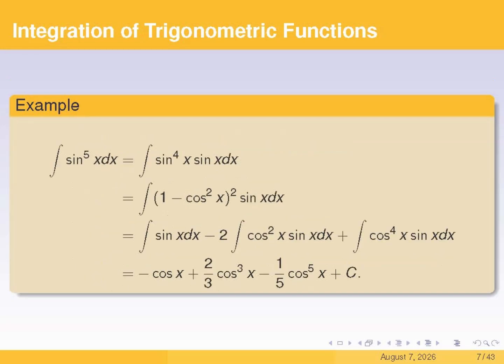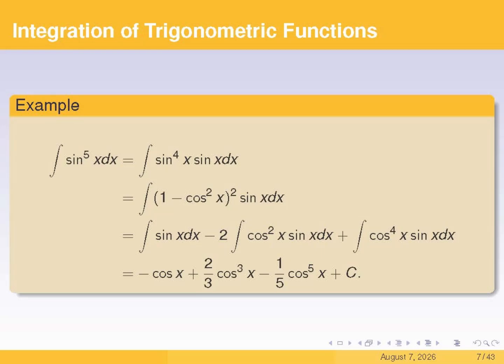In this example, the power of sine x is odd, so we can apply the rule from the previous page to evaluate this indefinite integral. The first line rewrites sine x to the 5th power as sine x to the 4th power multiplied by sine x. Then, using sine x squared equals 1 minus cosine x squared, we obtain line 2. Next, we split it into 3 indefinite integrals of integer powers of cosine x multiplied by sine x, as displayed on the second to last line.